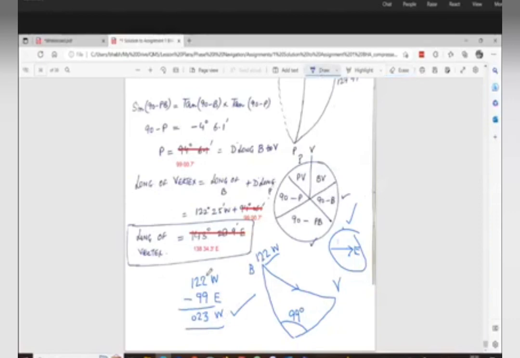Yes, sir. Okay. You were at 122 west longitude. You went 99 degrees east. Now tell me, when you are in westerly longitude and you move eastwards, is your longitude going to increase or decrease? It will decrease. That's why you see a negative sign here, because the longitude is decreasing. If you are at 122 west and go west, the longitude will increase, but if you go east, the longitude will decrease. That's why we subtracted it and we got the answer 023.